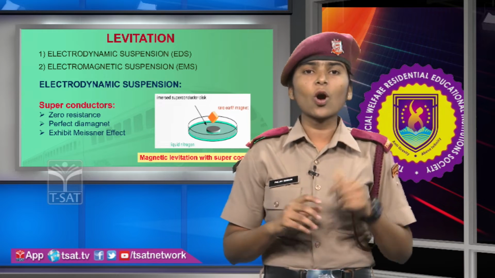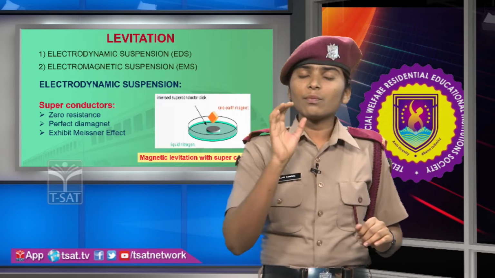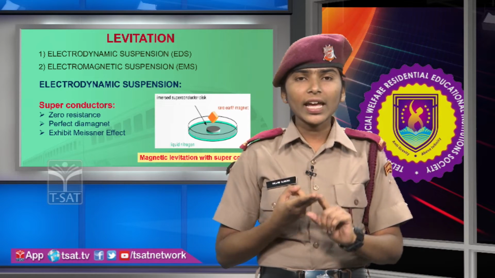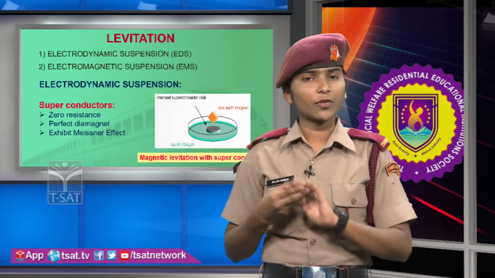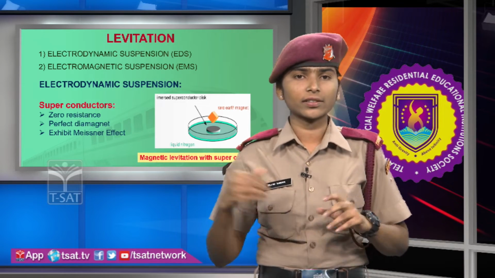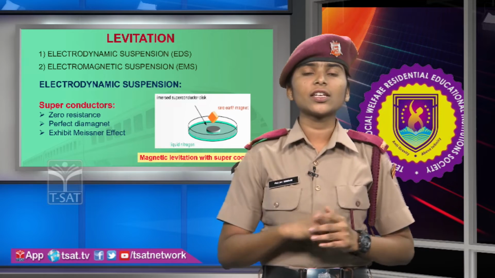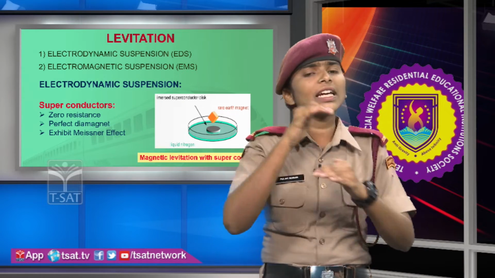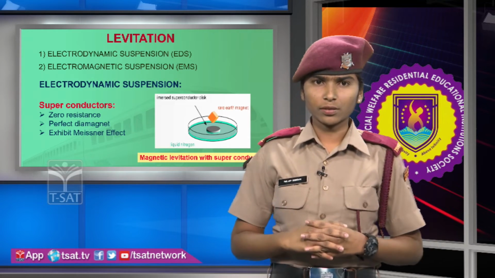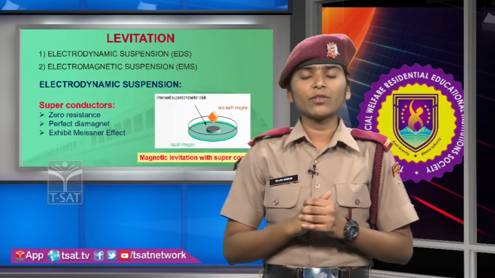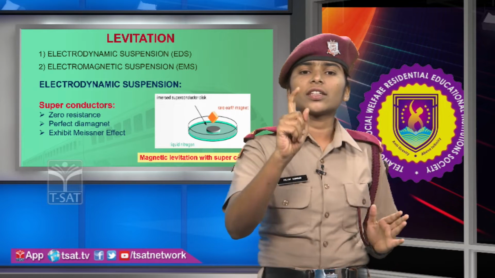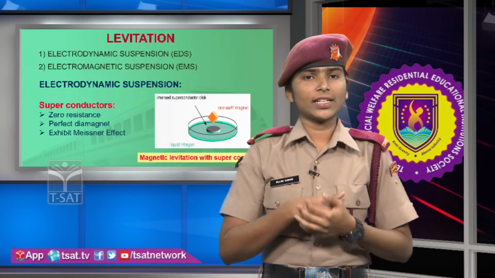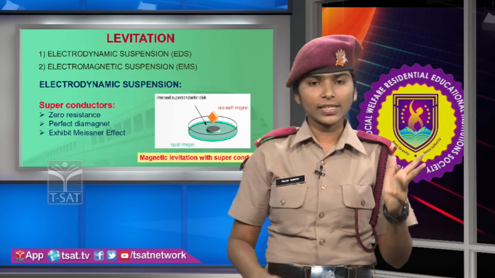Firstly, let me explain what a superconductor is. A material which obeys three properties, like zero resistance, perfect diamagnetism, and which exhibits the Meissner effect, is considered to be a superconductor. This superconductor is used in the maglev trains in order to power the train. Let me clearly explain the electrodynamic suspension system. Here we could see magnetic levitation with a superconductor, where the rare earth magnet is floating above the superconductor disk. This is how the train floats in the same manner.